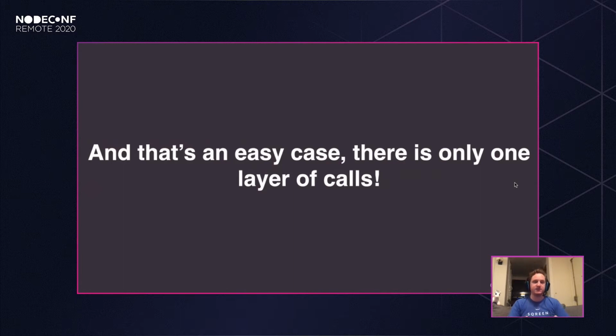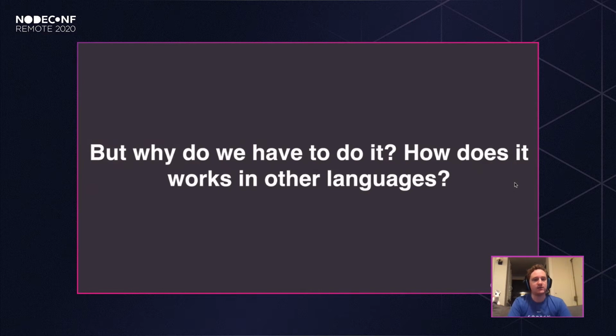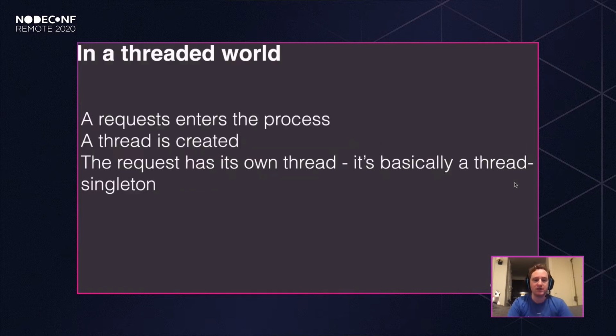And that's an easy case because there is only one layer of call. In my example, we've got the controller, the Express middleware, calling the log function. But what if you are calling methods through other abstraction layers, like if you have services or data abstraction layers? You need to pass something about the current HTTP request all the way down to the last line of code in the layers of your application. And that's a mess. And why do we have to do that? Do we really have to do that? And how do they do that in other languages, in other technologies that are not Node.js?